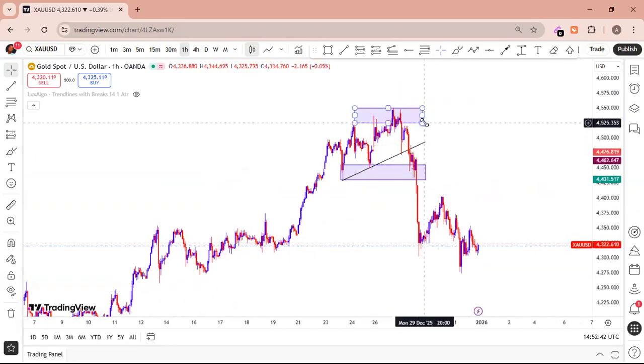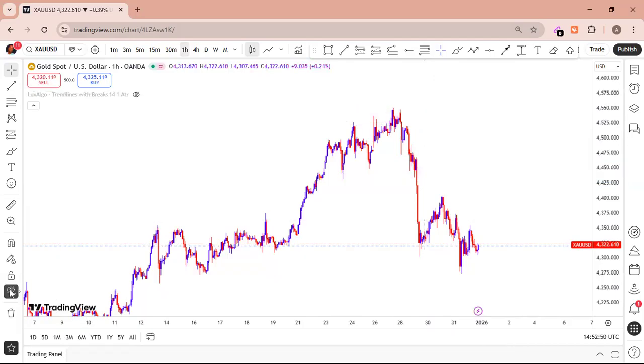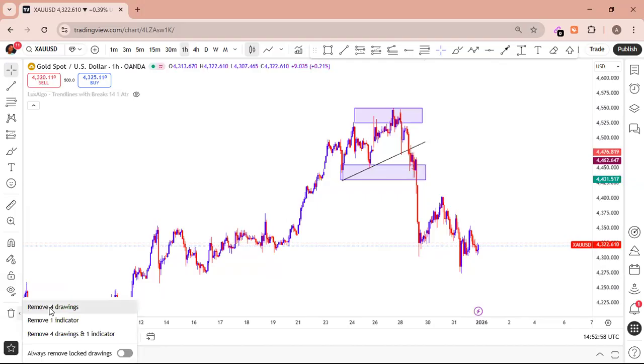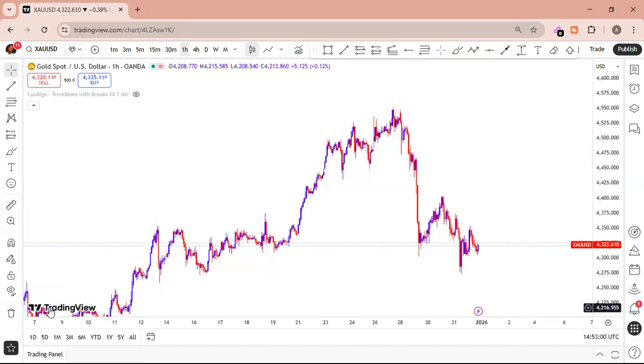So quickly, what I do after a zone has played out is take everything off the chart and start afresh again. That is how I do it. So I'll just go and delete, remove all from it. Okay, good. So the chart is playing on.